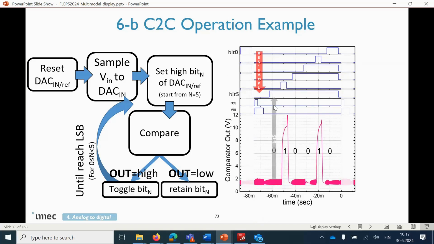Then you start from bit 5, the largest bit. You pull it up, you compare, you see that it's 0, you retain it. So since it's 0, you retain the bit. And then you go to the next bit. You go to bit 4, you again pull it up, you compare, you see if it's higher or lower. Since this time it's high, you toggle the bit, you pull it down. And you go to the next ones until you reach the last bit, and that's how you get your output code. And you gradually, successively approximate your input in this way.